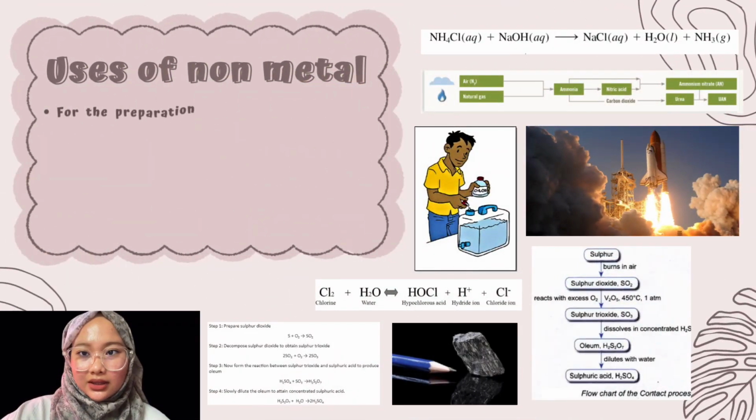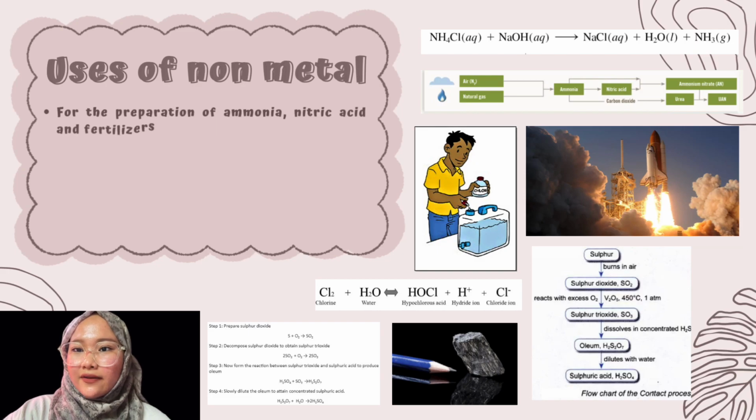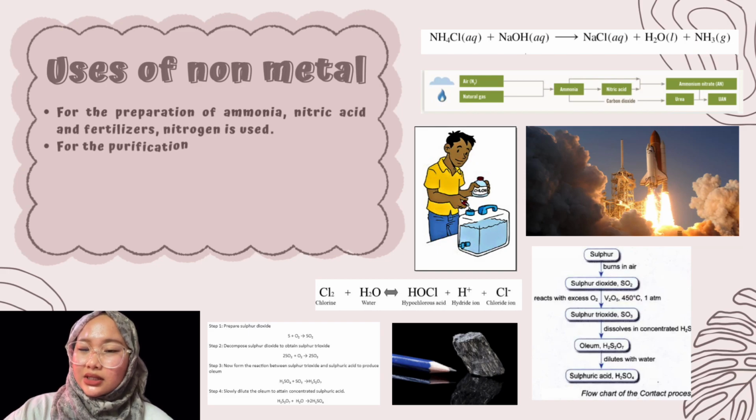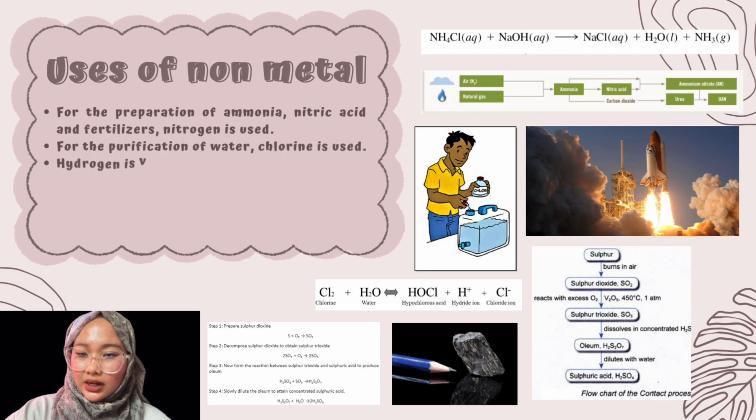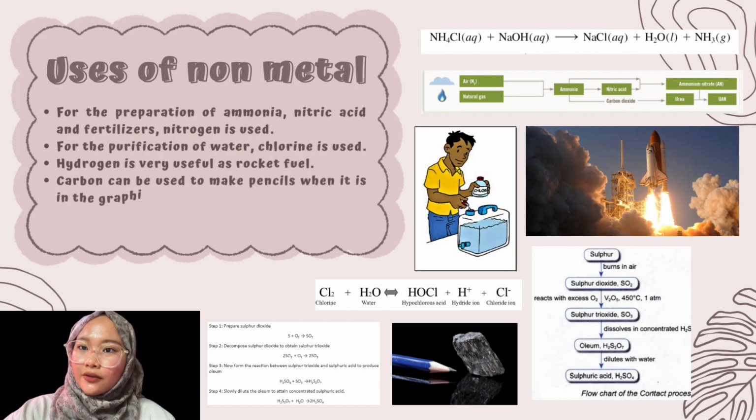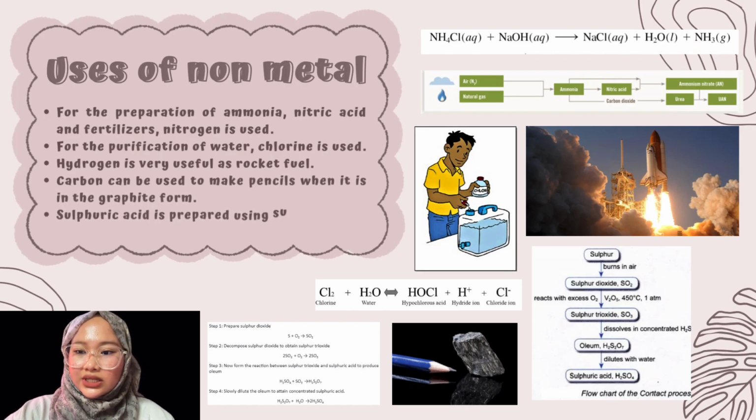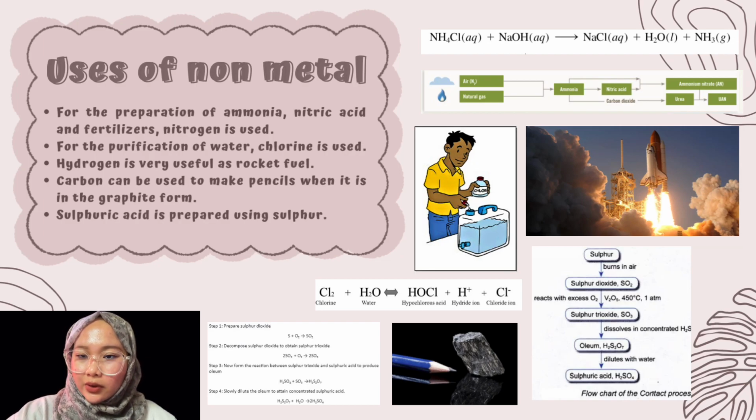For the uses of non-metals, we can take a look at 5 examples. Non-metals are used for the preparation of ammonia, nitric acid, and fertilizers using nitrogen. The equation is NH4Cl reacts with NaOH to form NaCl plus H2O plus NH3, which is ammonia. Other than that, we can use chlorine, which is a non-metal, to purify the water. For example, Cl2 plus H2O forms HOCl plus H+ plus Cl-.